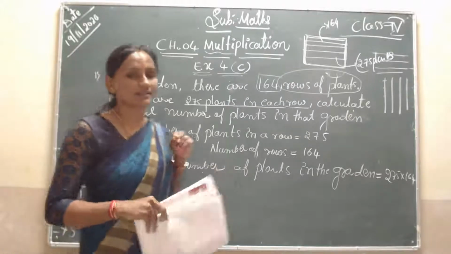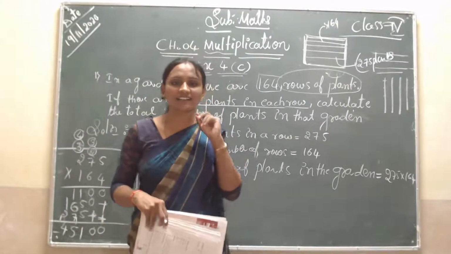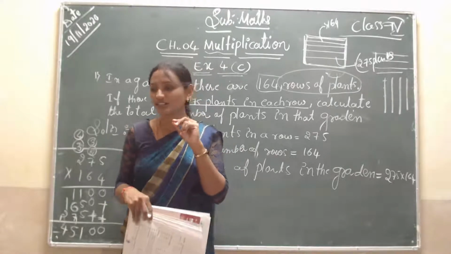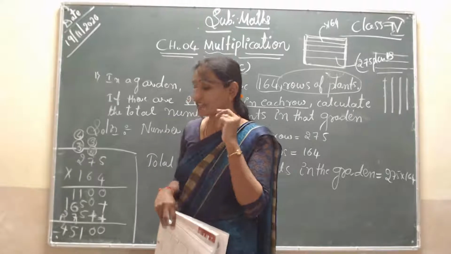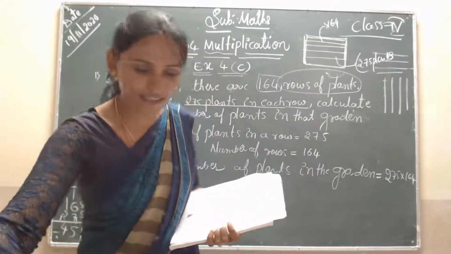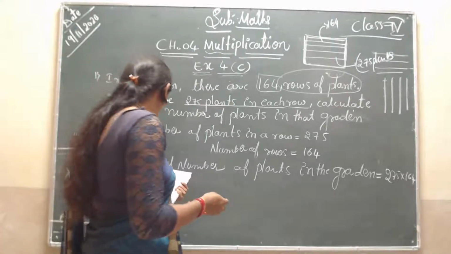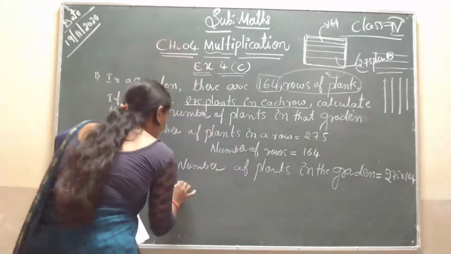45,100. What is this? This is the total plants in the garden. In the garden, how many plants? That is 45,100 plants in the garden. Garden inside is how many plants means that is 45,100, because you have to write it in here.